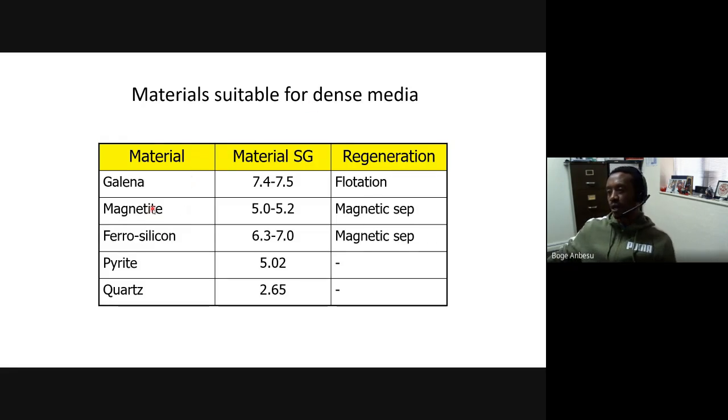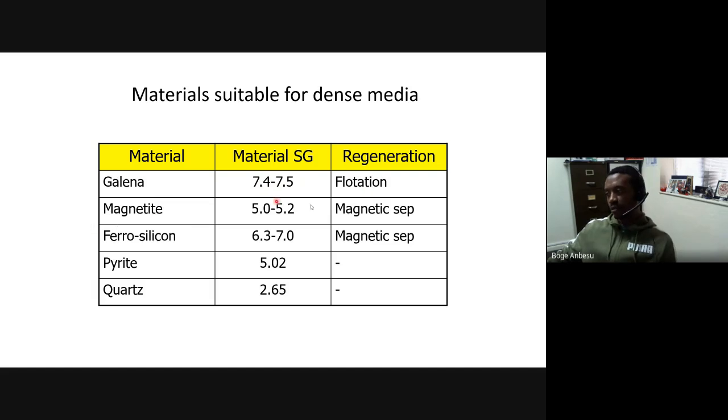Okay, so what are the common ones? Galena, magnetite, ferrosilicon, pyrite, quartz. A number of these particles can be used for different applications. For example, if you use galena, we know galena is dense. You could make up a slightly denser media, up to a specific gravity of 3, because the specific gravity of galena itself is very high. So you add some amount of this into water, you're going to make the density of that media significantly higher compared to that of water. And also we know we can regenerate, for example, galena using flotation.